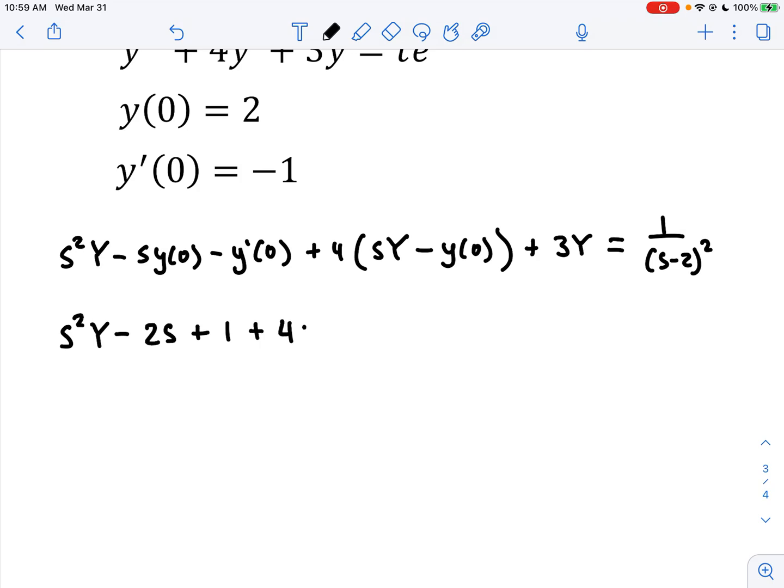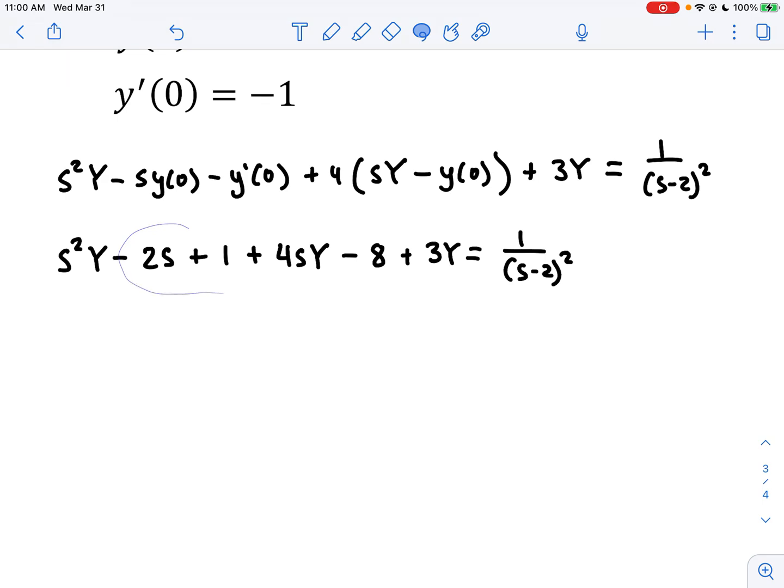And then we have plus a 4sY. Distribute the 4, and then distribute the 4 here as well. So we have 4 times negative y of 0. y of 0 is 2, so that's negative 8 essentially. So we get that when I distribute. And then we have plus 3 capital Y is equal to 1 over s minus 2 squared.